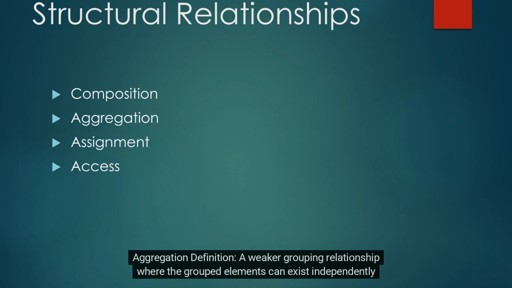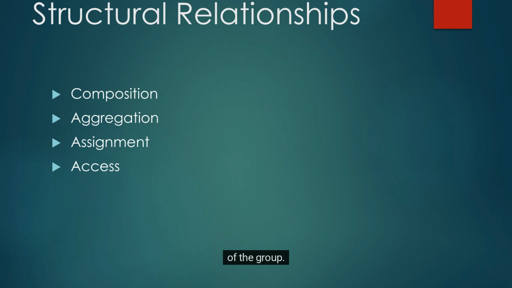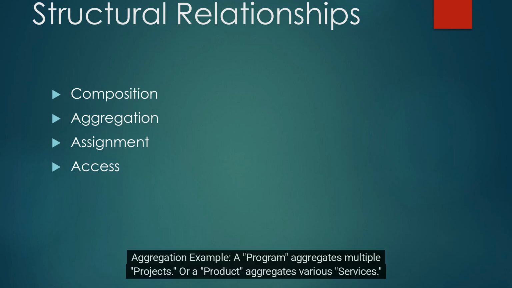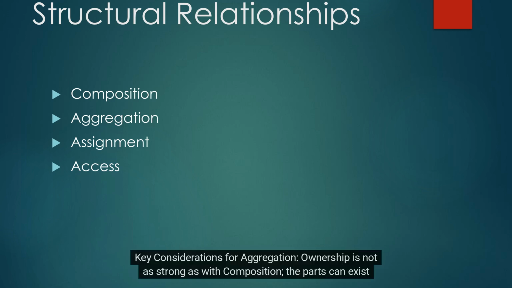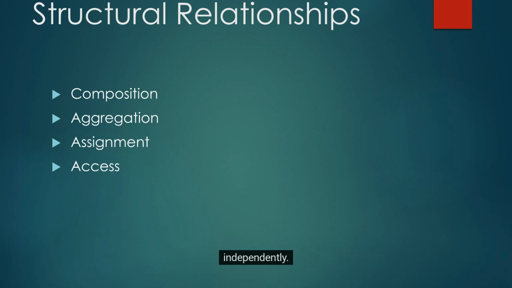Aggregation definition: a weaker grouping relationship where the grouped elements can exist independently of the group. Aggregation example: a program aggregates multiple projects, or a product aggregates various services. Key considerations for aggregation: ownership is not as strong as with composition. The parts can exist independently.